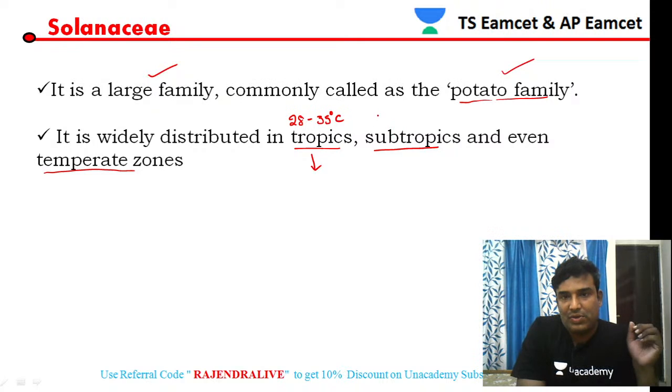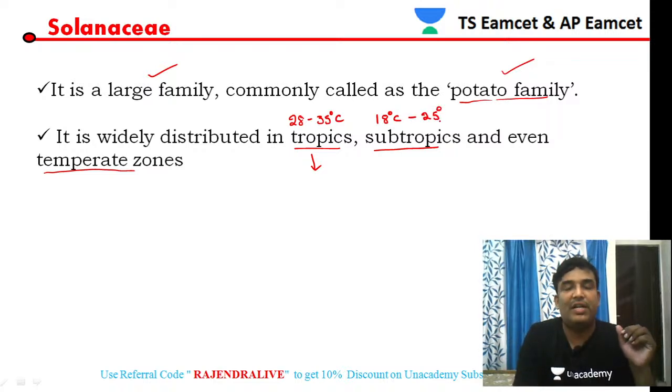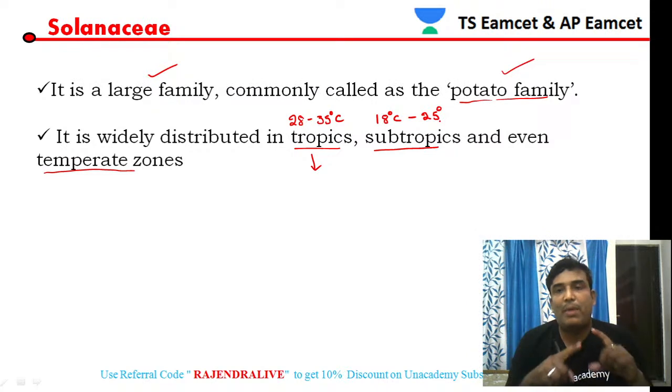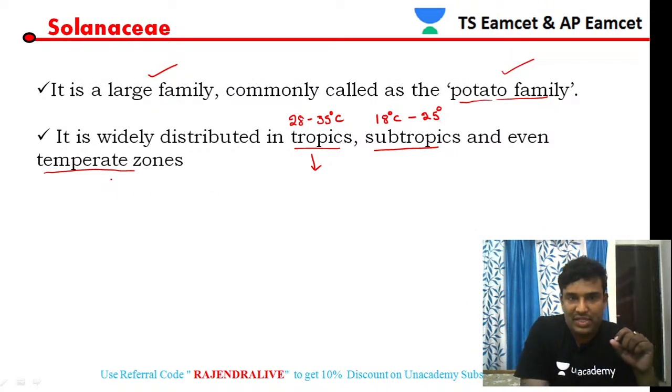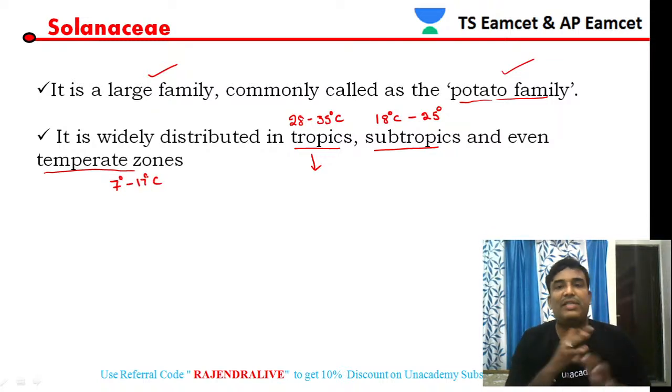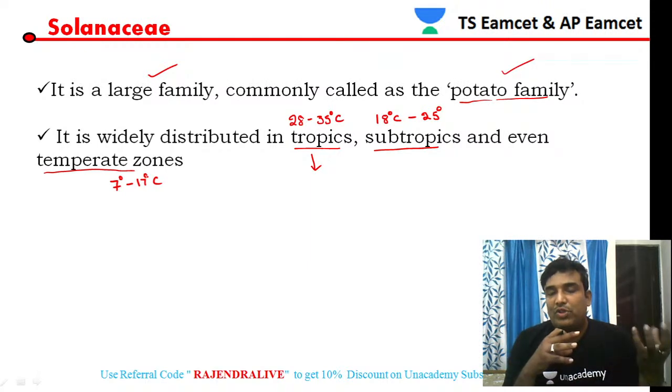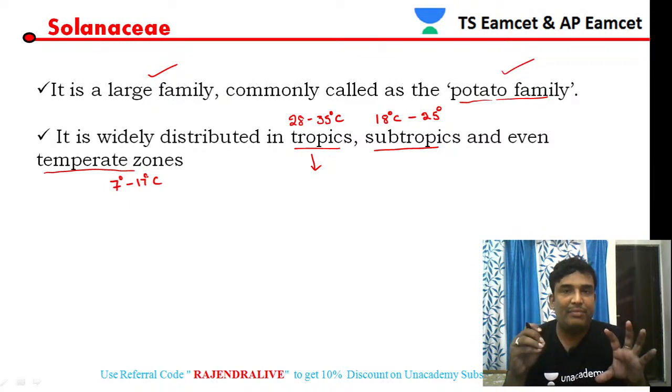Similarly, in the subtropical zone, the temperature generally ranges between 18 degrees centigrade and 25 to 26 degrees centigrade. Such a zone is called a subtropical zone. In the temperate zone, the average temperature ranges between 7 to 17 degrees centigrade. Another fourth zone is the polar zone. The polar zone includes the Arctic and Antarctica. The temperature is always less than 5 degrees centigrade.